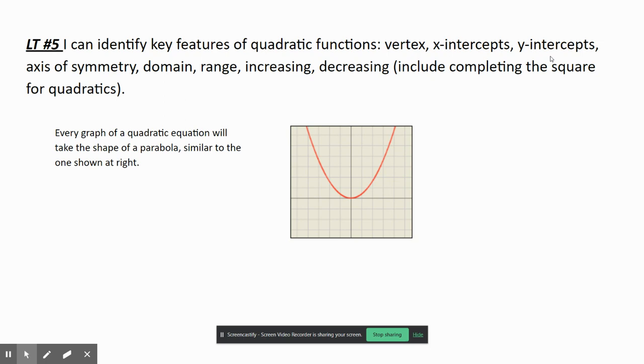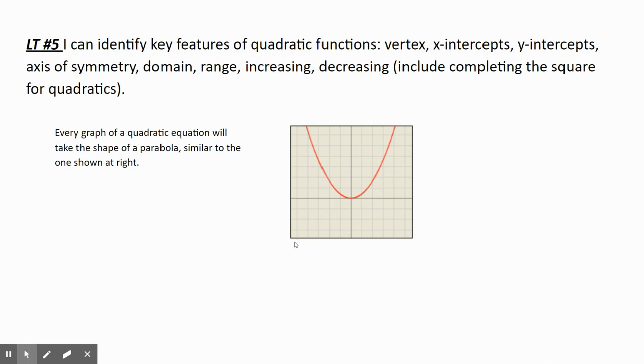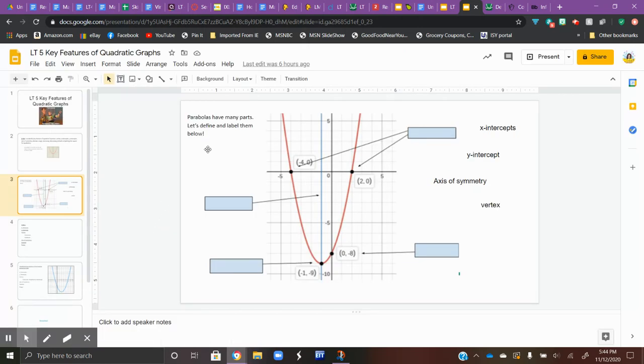So every graph of a quadratic equation is going to take the shape of the parabola, similar to the one shown at the right. We've spent a lot of time in LT4 talking about transformations, and a big part of that is the parabola. We talked about 4 different functions, but this time we're focusing on just the parabola. Here's another example of a parabola, and we're going to use this to identify some of those key parts. Parabolas have many parts. Let's define them and label them below. What I've done is I created this as a drag.